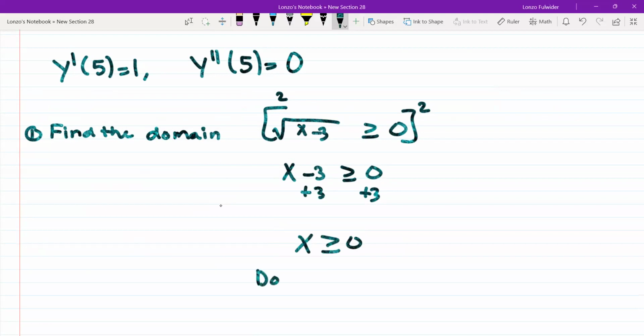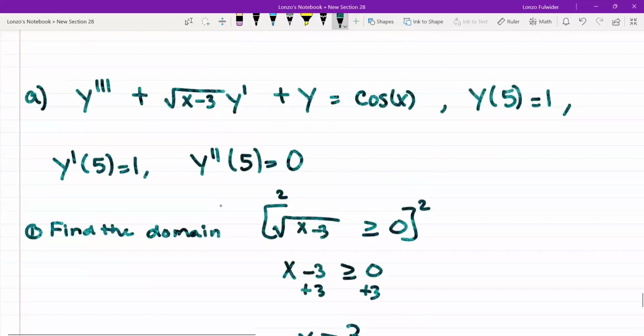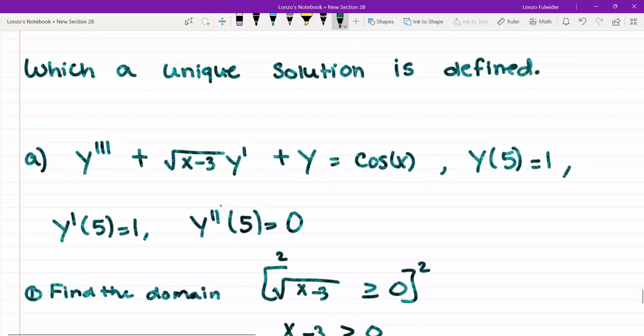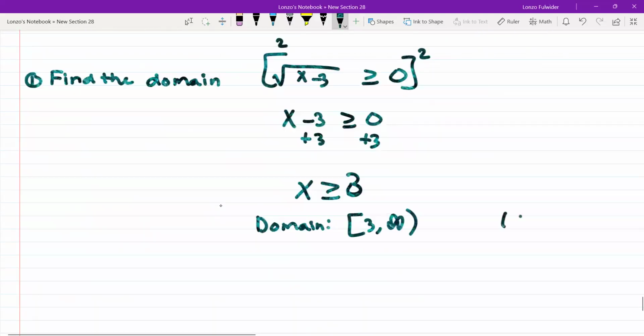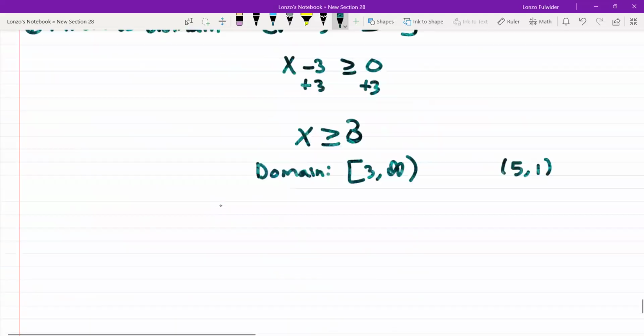So what that means is the domain is from, whoops, why did I say 0? It's 3. The domain is bracket 3 to infinity, right? Because remember, square root includes the endpoint. Now, it has to contain the point (5, 1), right? So how would we rewrite it if our domain is from bracket 3 to infinity, but includes the point (5, 1)?